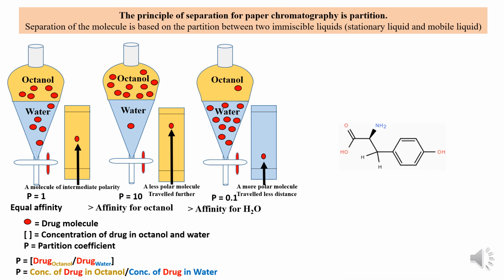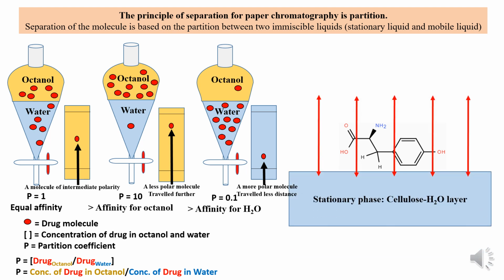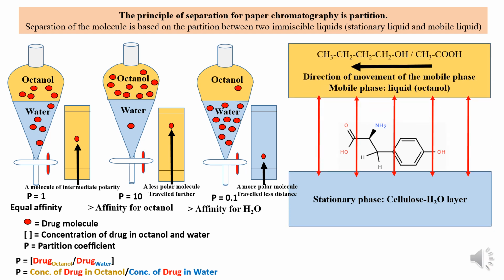So in paper chromatography, the molecule of interest is partitioned between 2 liquid phases. One is the stationary phase, where the water layer adsorbed over the cellulose in the Whatman paper acts as a stationary phase, while the other is the mobile phase, which moves over the stationary phase. And in the process, the molecule of interest gets separated.